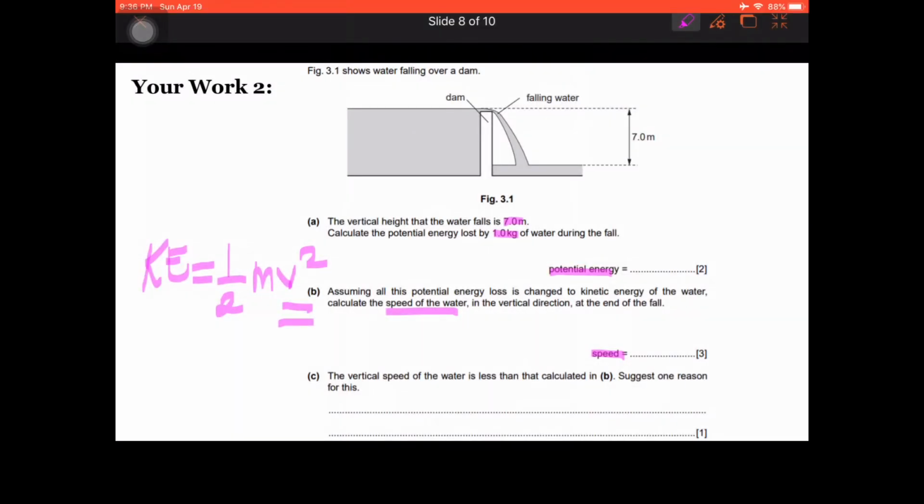Now the third part of the question is, the vertical speed of the water is less than the calculated. This is an explanation question. Some of you are very weak in explanation answers. You tend to use a lot of words in explaining. If it's just a 1 mark question, we need a straightforward answer only. So you don't need to use a lot of words for this. You have to be concise, and you have to use the exact words that we're looking for. Okay, so just one reason for this. You have to find out the words. You have to write your answers in your notebooks.